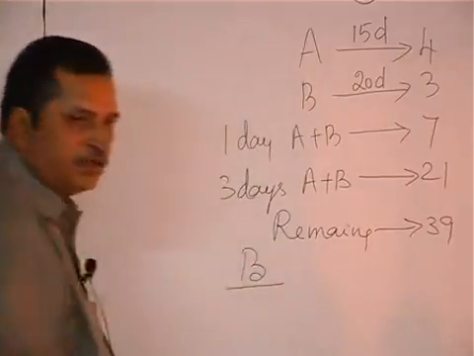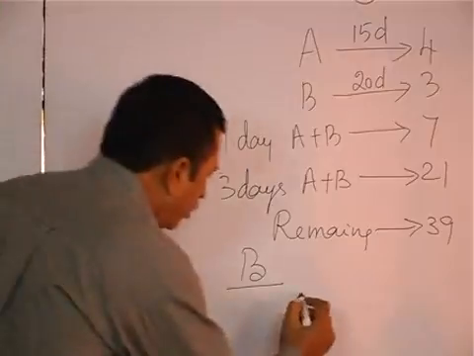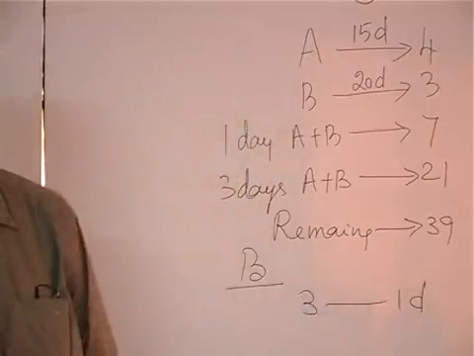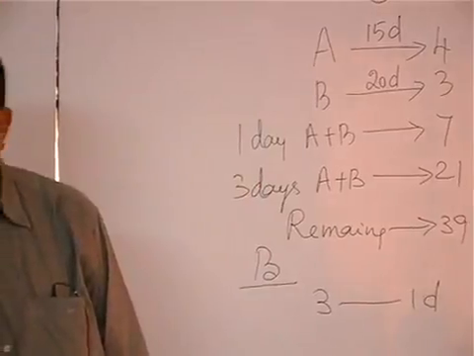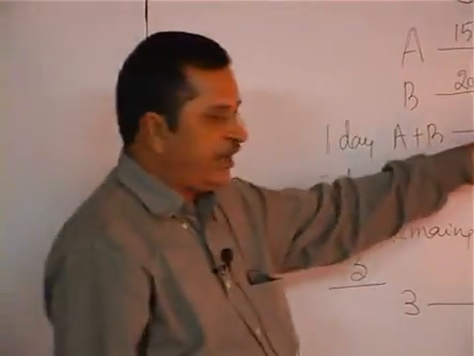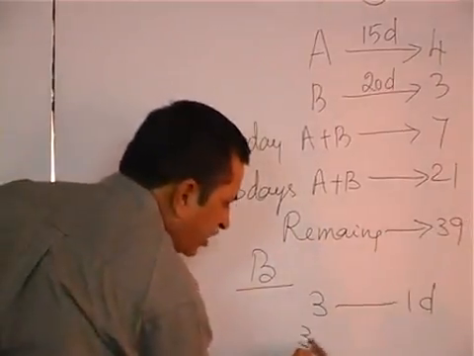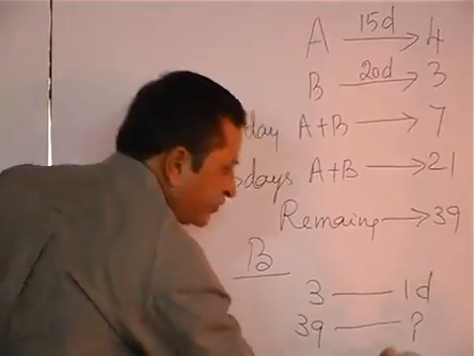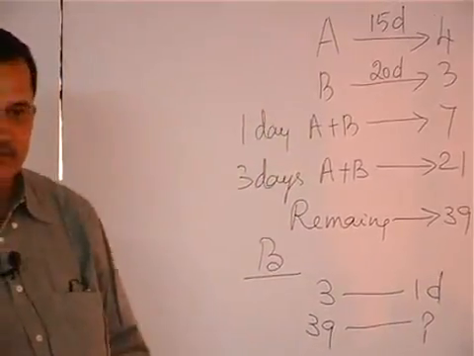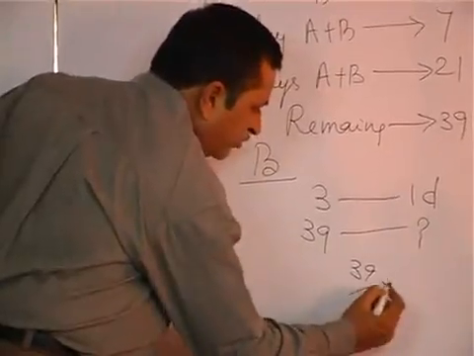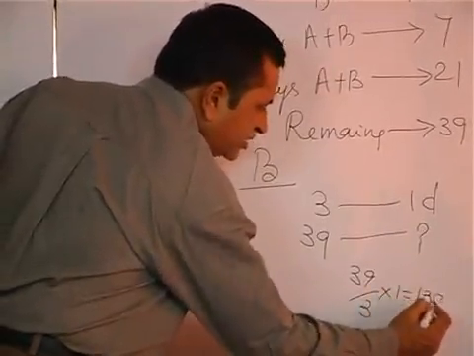Now B, for doing 3 units, 1 day is required. For doing the remaining work, meaning for doing 39 units, how many days are required? 39 by 3 into 1, that is 13 days.